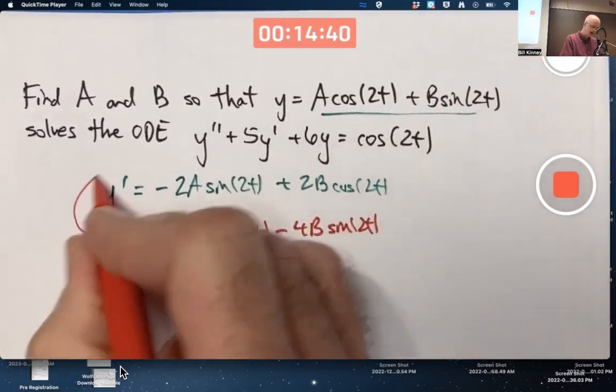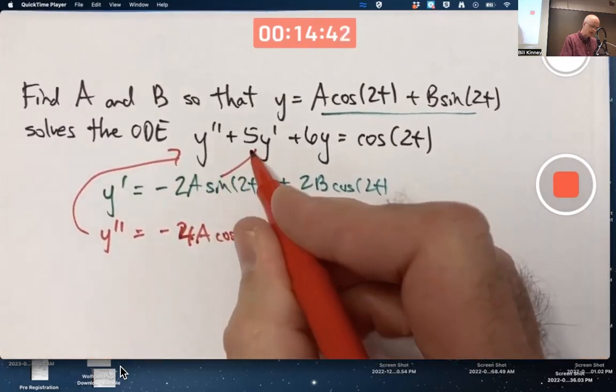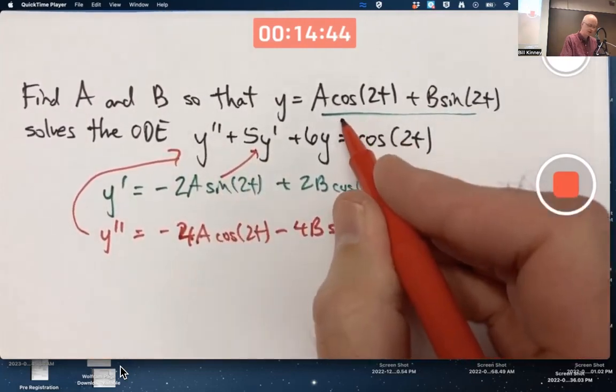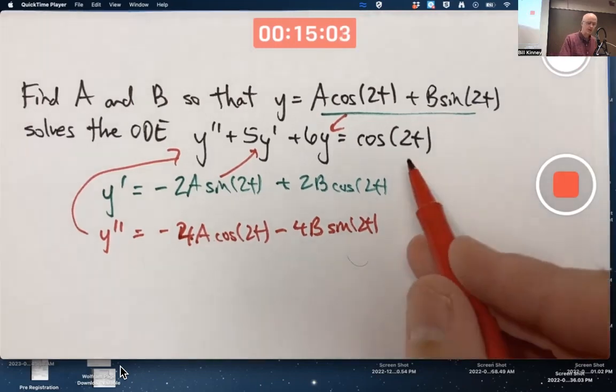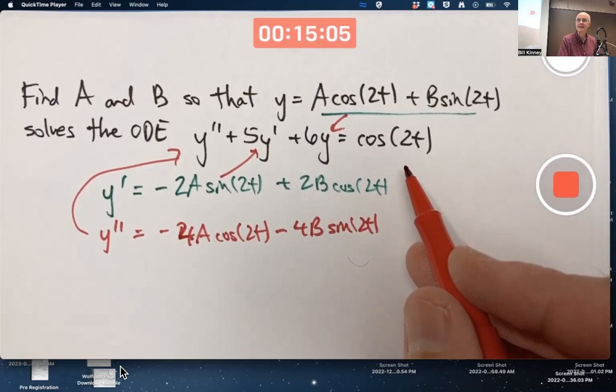Plug those things now into the left-hand side of the differential equation and plug the function in right there. Simplify. The best way to simplify is to group together the terms involving cos 2t together and the terms involving sine 2t together with some coefficients in front that involve a and b. Set it equal to cosine of 2t no matter what t is, and you get a system of 2 linear equations in a and b you've got to solve.